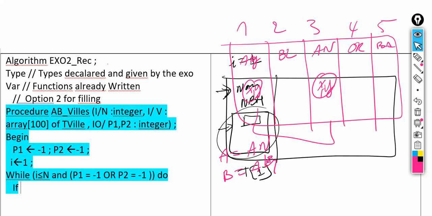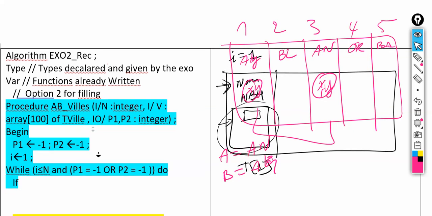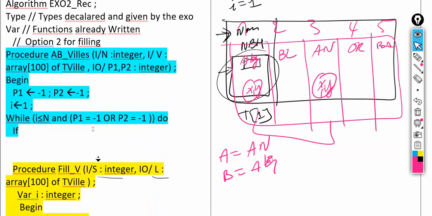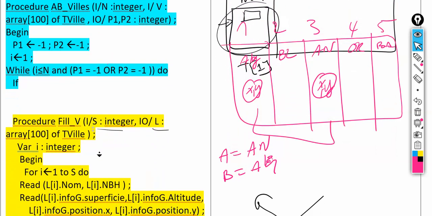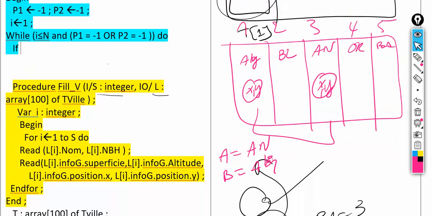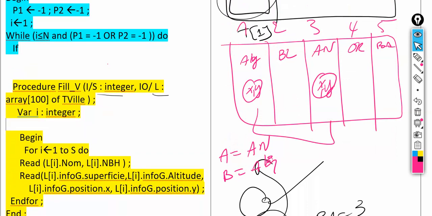Well, you have two ways. You can do read, but as you've seen in the chapter of parameterized function, it's always better to give the parameters as inputs to your procedure. So this is what we're going to do. We are going to go back to our main algorithm, okay? And here we are going to declare A and B as strings because they are the name of the towns that I am looking for.